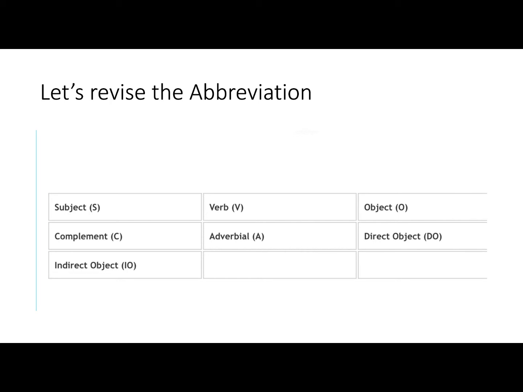That means S indicates subject. V इंगित करता है verb को. O indicate कर रहा है object. And in the same way, C indicates complement. A indicates adverbial, or it's also called adjunct.